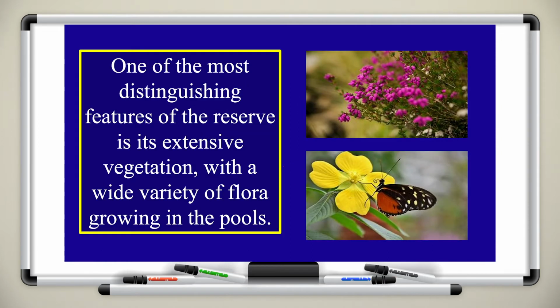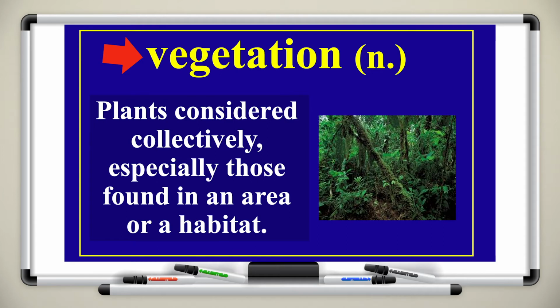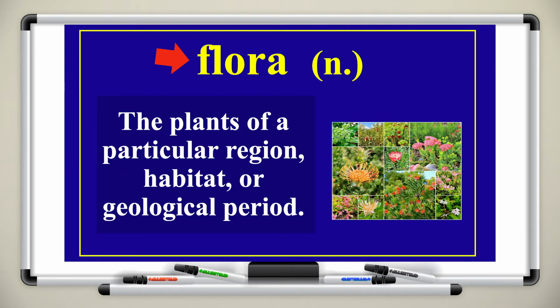One of the most distinguishing features of the reserve is its extensive vegetation, with a wide variety of flora growing in the pools. We have 2 different vocabulary items here, vegetation and flora. If you look at the images, they could give you a hint on what these 2 words could mean. The first one, vegetation, is a noun, and it means plants considered collectively, especially those found in an area or habitat. Flora is a noun, and it means the plants of a particular region, habitat, or geological period.